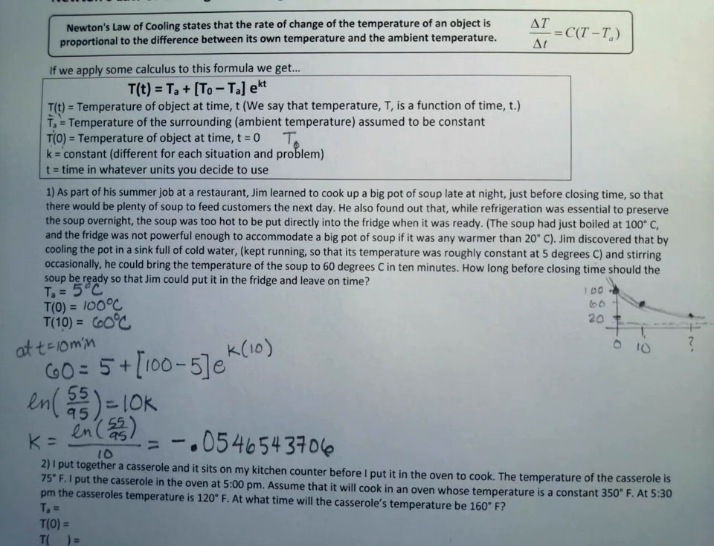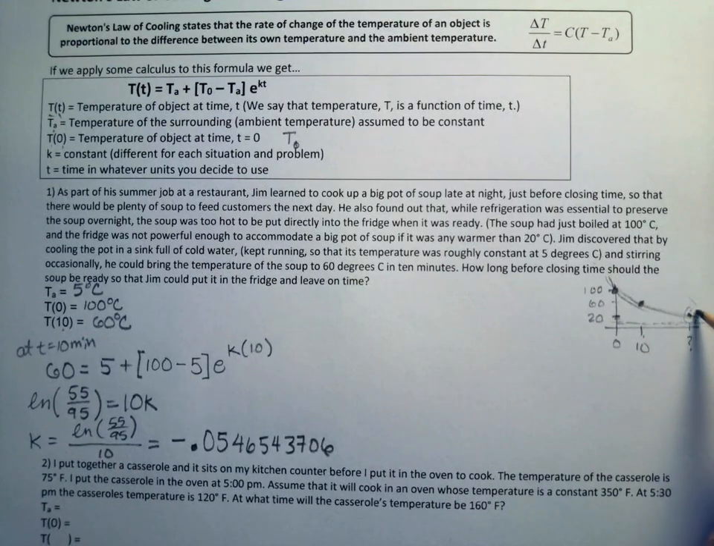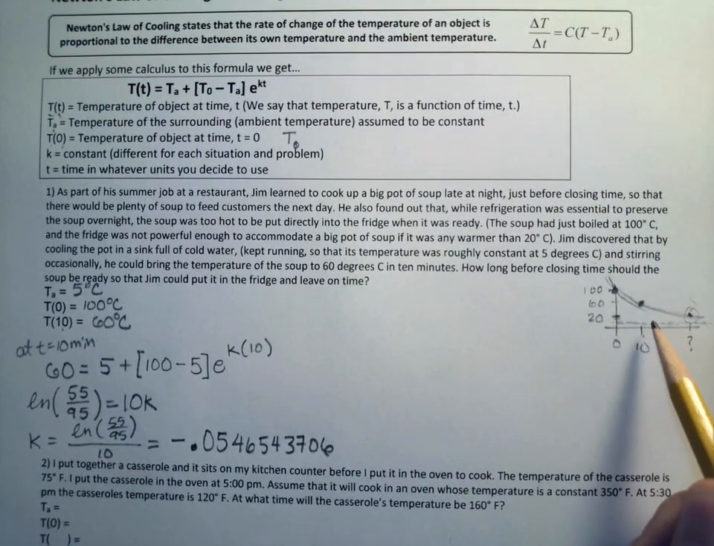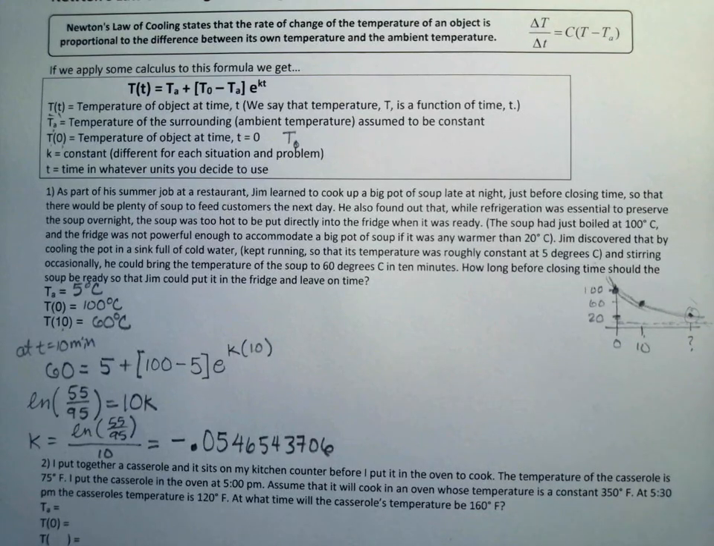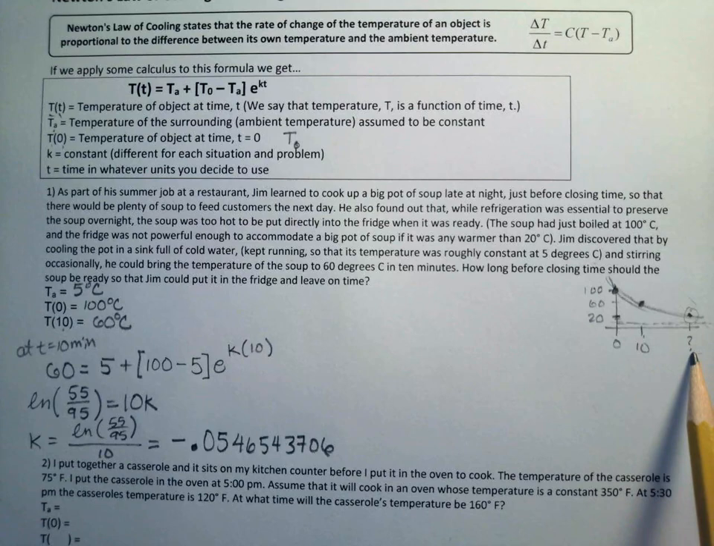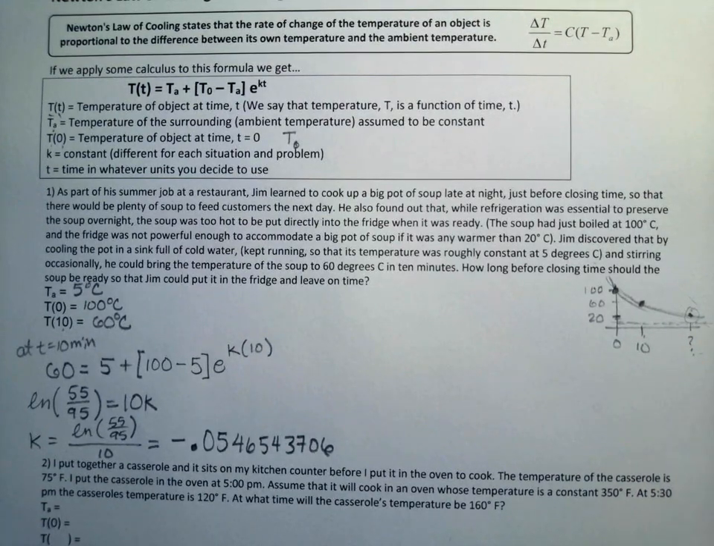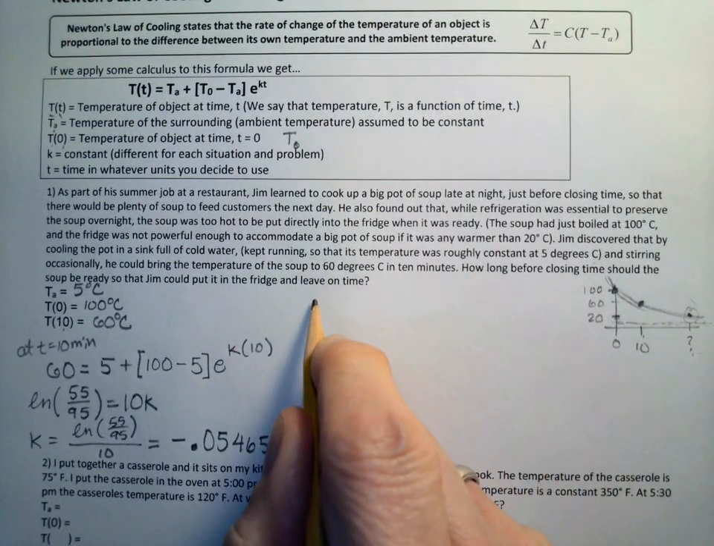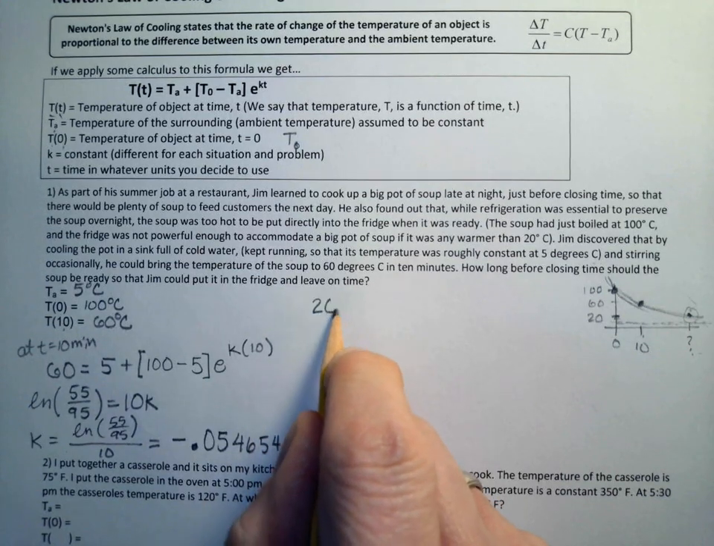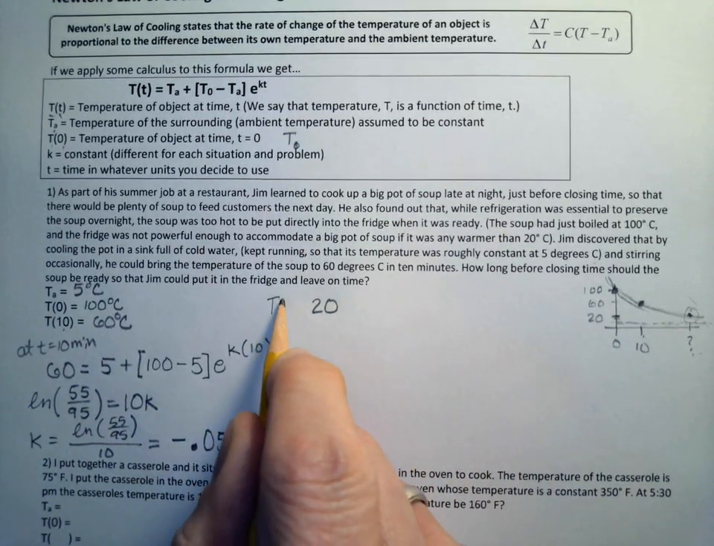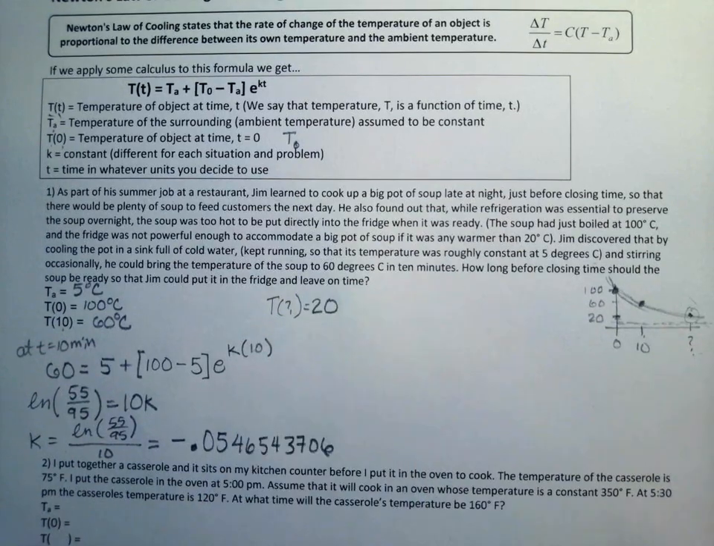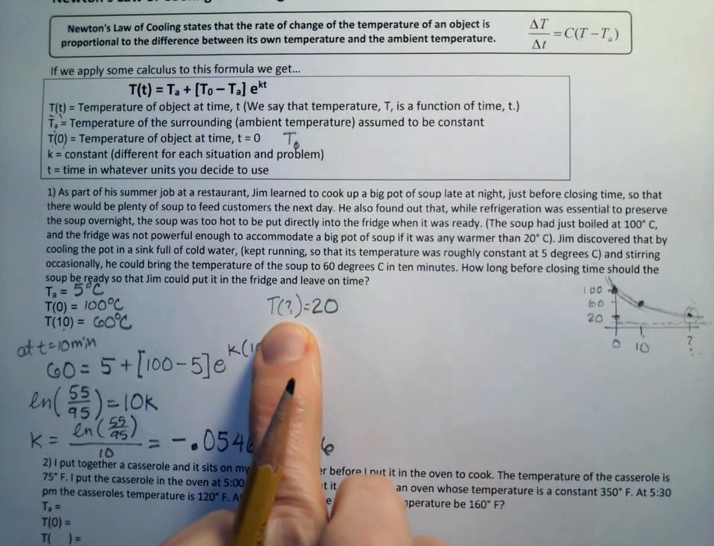All right, so now we know our k. Now we want to concentrate on this point out here, right? We're allowed to take that pot of soup and put it in the refrigerator if the temperature is down to 20 degrees. And so what time will that happen? That's what we're really looking for. So we say, all right, the temperature at that time, which we don't know, but we know the temperature, we just don't know the time at which it happens.